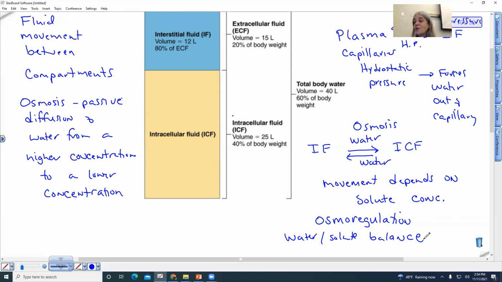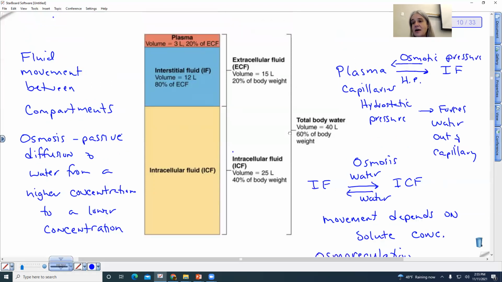It's also important to realize that you can drink too much water and dilute your solutes to the point where we can actually have water moving unnecessarily into the cells, and that can actually lead to coma and to death. So these are the compartments of water and how water specifically moves between them.